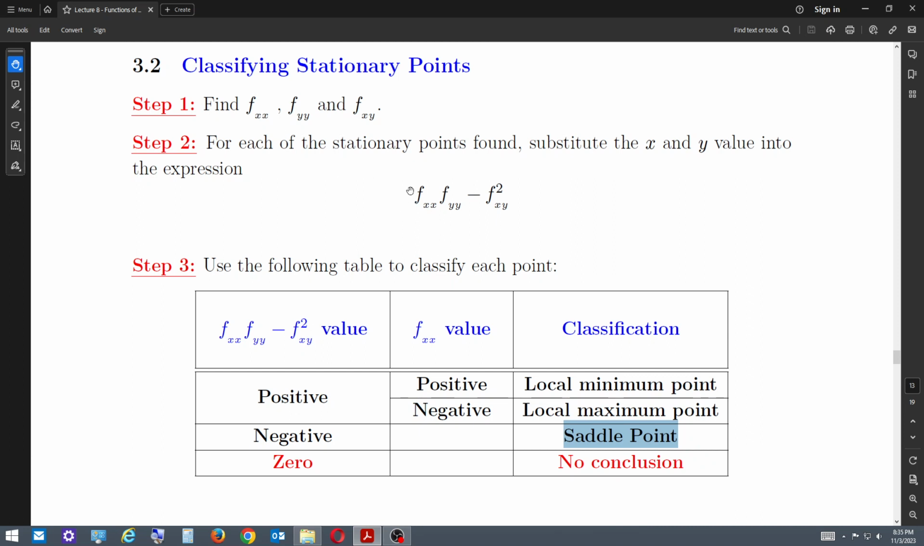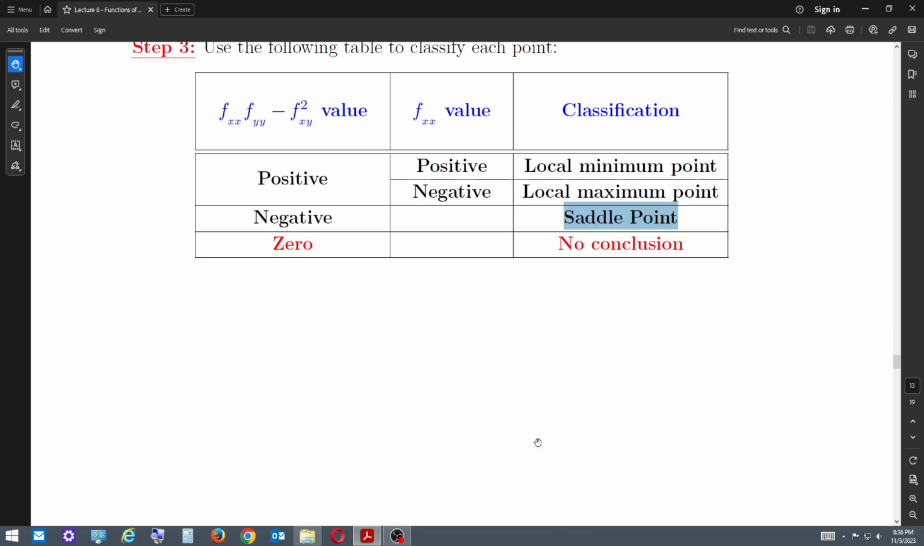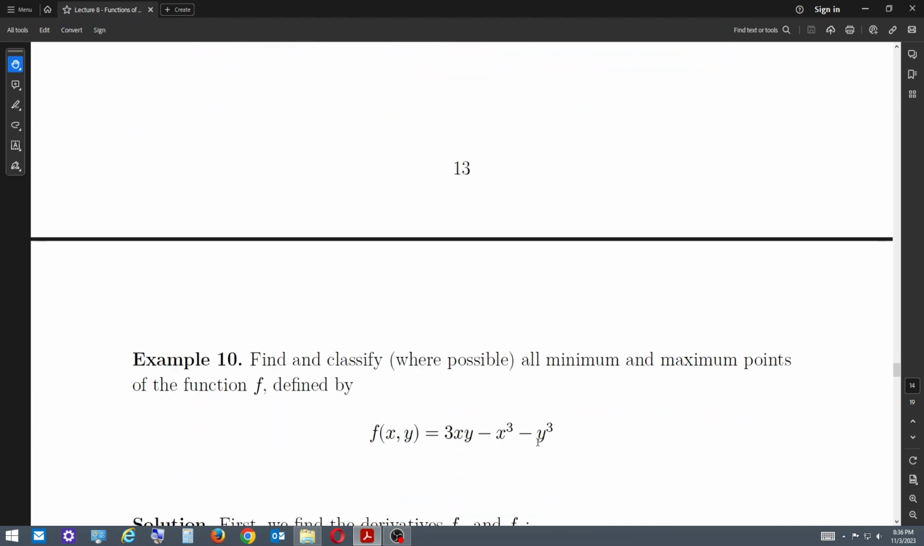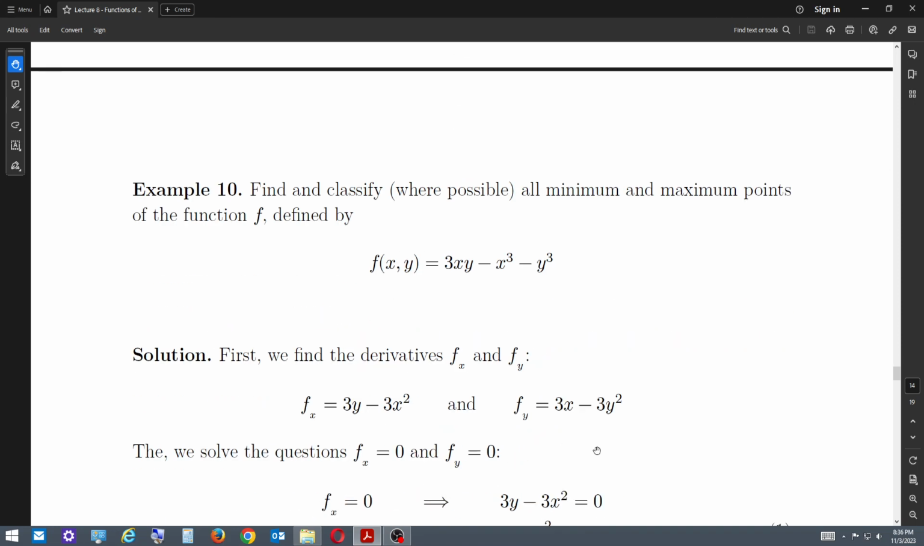So let's say the second partial derivative with respect to x was positive, then that tells me I have a minimum point, a local minimum point. If that value was negative, then I would have a maximum point. Okay, so let's look at a couple of examples just to see how we actually do this in practice.